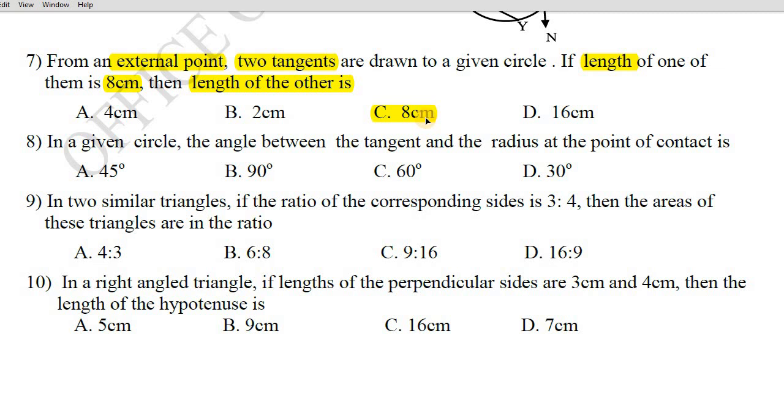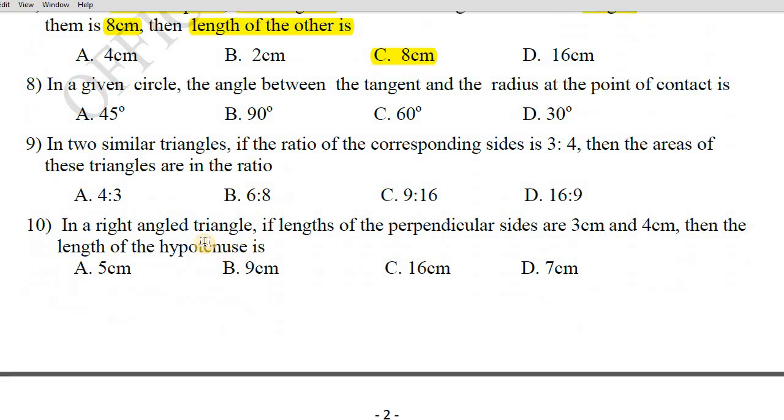Option C is correct for us. Next, let us see another one. In a given circle, so actually there is no circle, children. The angle between the tangent and radius at point of contact is.